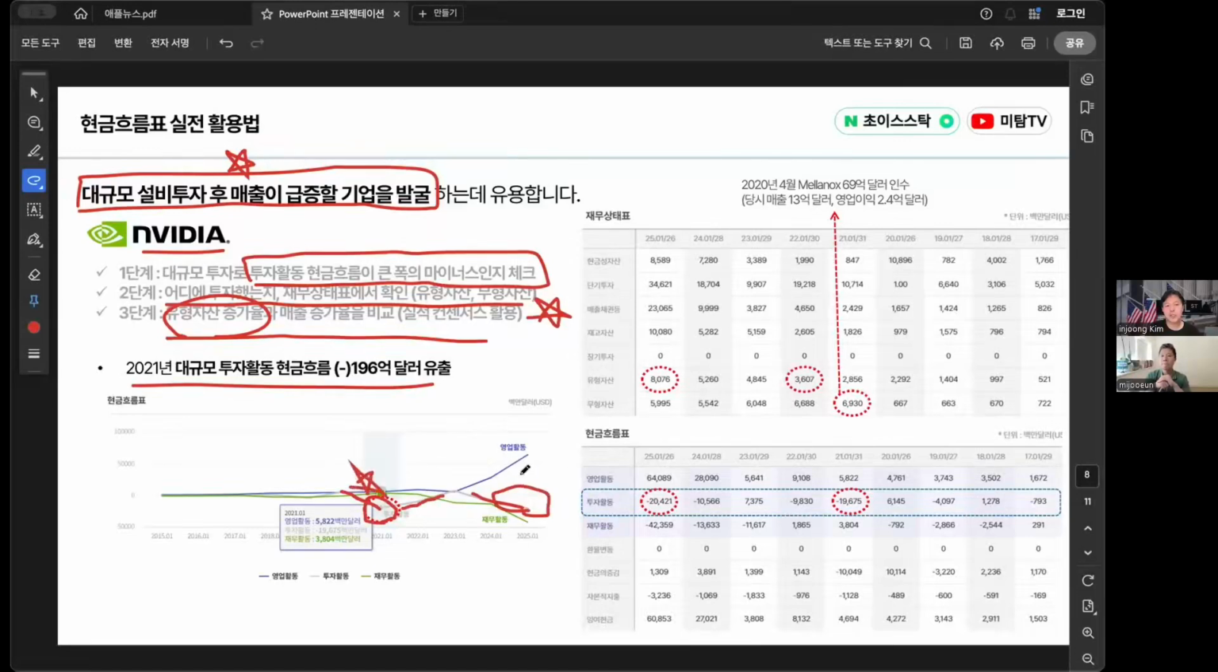So through this chart, you can see that NVIDIA has had two large-scale investment activities, and if you look on the right, you can also see it in the numbers. In cash, in 2021, it's minus $19.6 billion. It went out, and then as of July 26, 2025, you can see that they invested $20 billion again. So compared to the past, the amount has increased significantly.